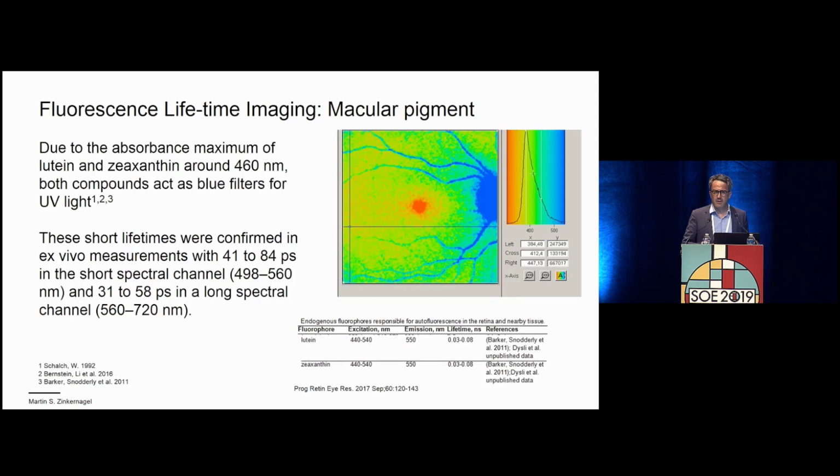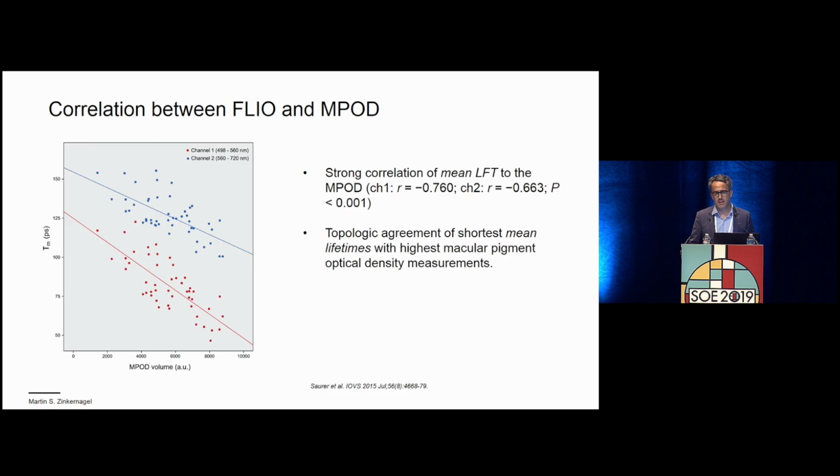Now, as I just mentioned, macular pigment, so zeaxanthin and lutein, you can really nicely see that in the center, these lifetimes are very short, so in this red color. And when you look at studies correlating these short colors in FLIO with macular pigment optical density measurements, you can find quite a nice correlation. So this really correlates to the conventional method of looking at macular pigment.